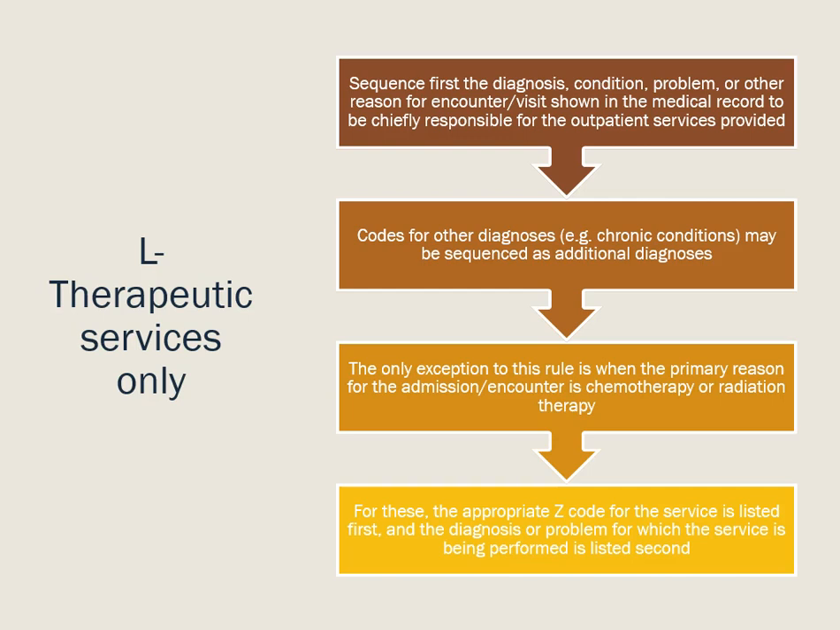This exception pertains to when the primary reason for the encounter is chemotherapy or radiation therapy. In this situation, the appropriate Z code for chemotherapy or radiation therapy, those are actually sequenced first, and then the diagnosis is sequenced second. So if you have a patient that's coming in for chemotherapy because they have breast cancer, you're going to use a Z code, which is not a procedure code, a Z code that says encounter for chemotherapy, and then you're going to list the cancer as your secondary code.